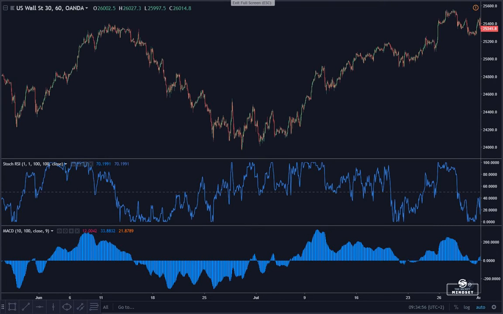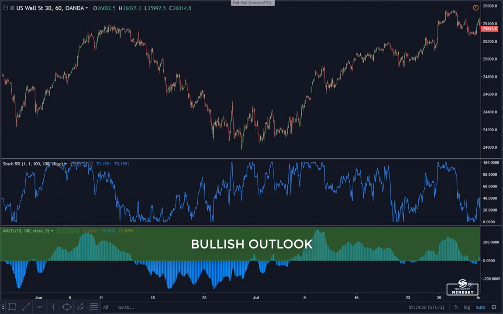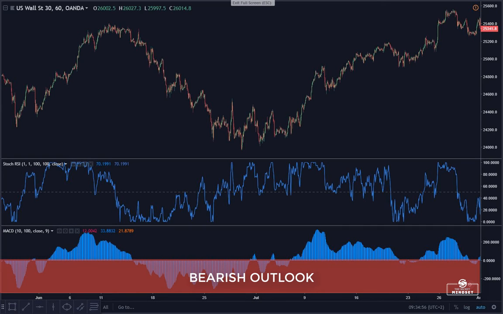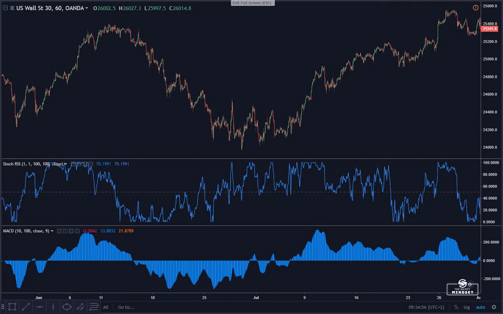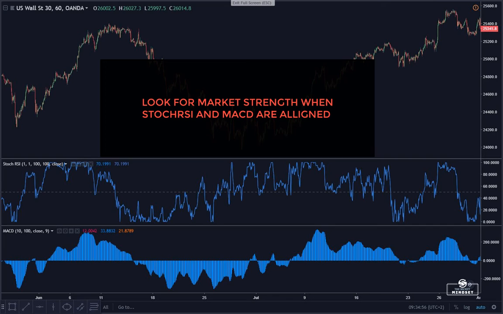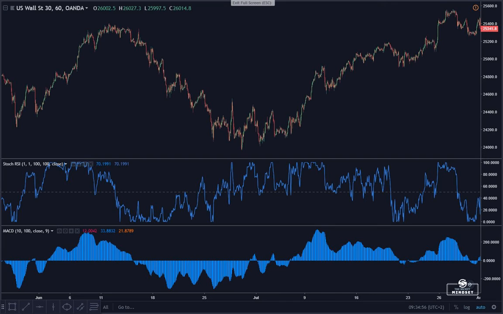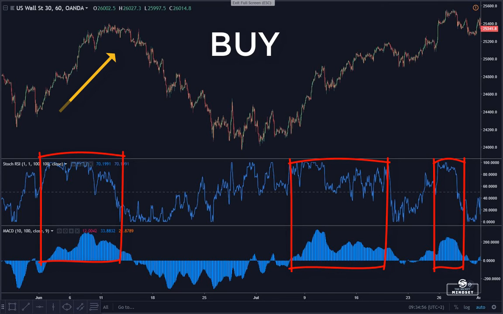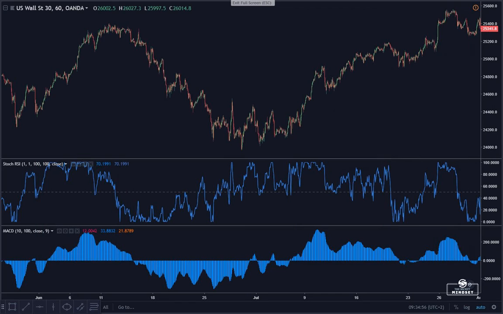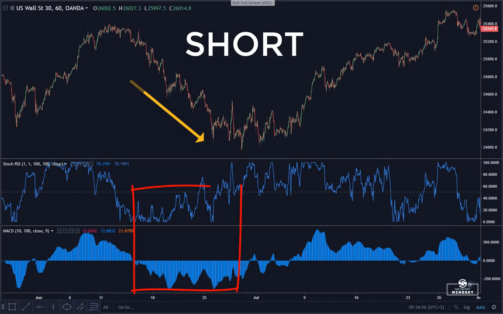I prefer to confirm the entries with the MACD. MACD above 0 level suggests a bullish outlook, while MACD below 0 level indicates a bearish scenario. The setup is simple. We look for market strength with the stochastic RSI and the MACD aligned. Now let's look at this Dow Jones Index chart. We simply search for buy entries when the stochastic RSI is above its 50 level, only if the MACD confirms the move. Also, we aim to short the market when the stochastic RSI is below 50 and the MACD is in negative territory.